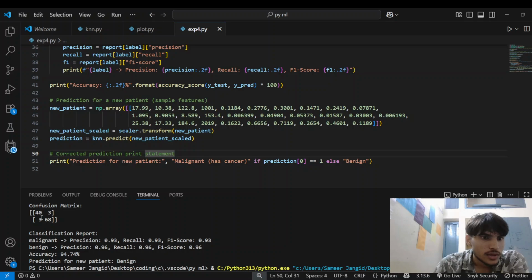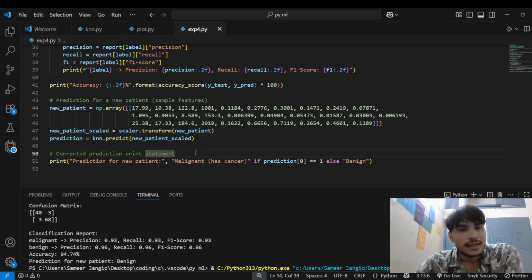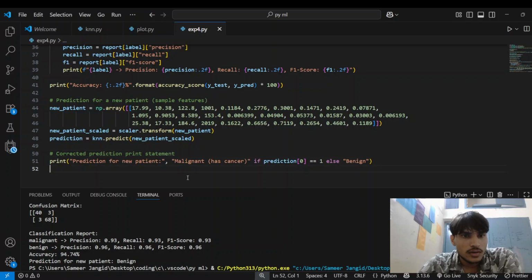That is the confusion matrix for this. This is TP, TN, FP and FN, and the classification report for both the classes, malignant and benign. And the predicted class for the new patient sample is benign. Like this, we can use this algorithm, and in a similar way it is used in many real-life applications to classify the testing data classes.